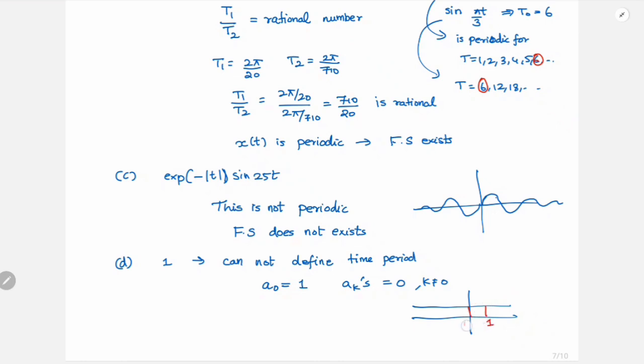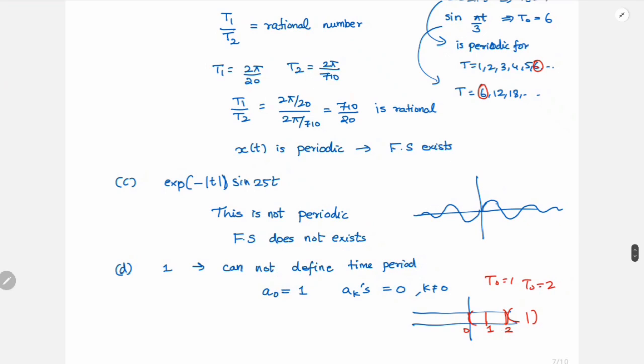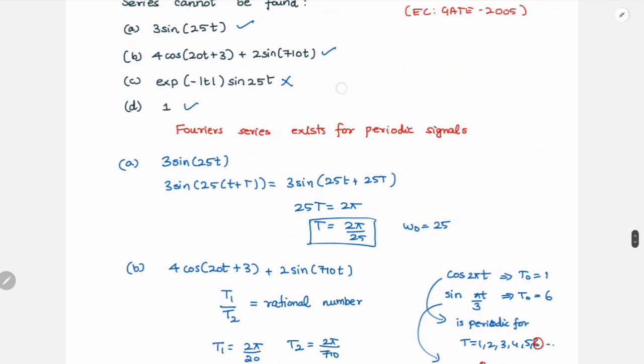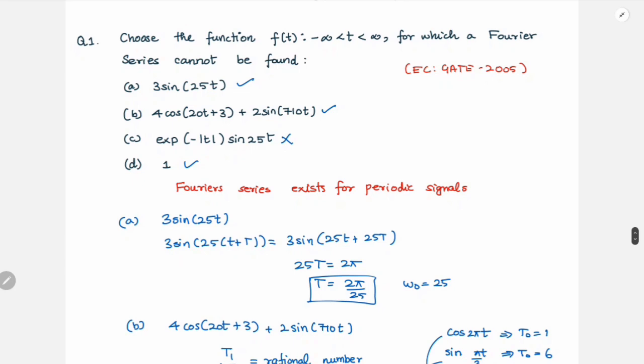So let's say the time period is 1, if we take T naught equal to 1 and repeat it, it will still work. If T naught equal to 2, and we take and repeat this, it is still going to work. So the time period is not going to be defined, but still it is like a periodic signal. So hence Fourier series exists for this. And this is the Fourier series. And T naught can be anything. It doesn't matter. So the question is, for which of these can the Fourier series not be found? So the correct option is C.